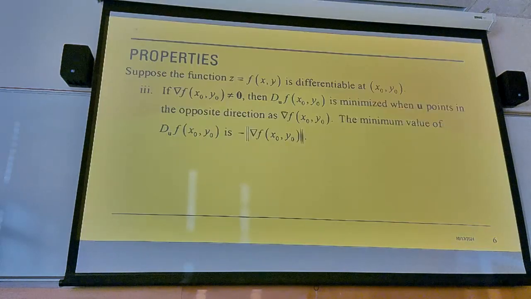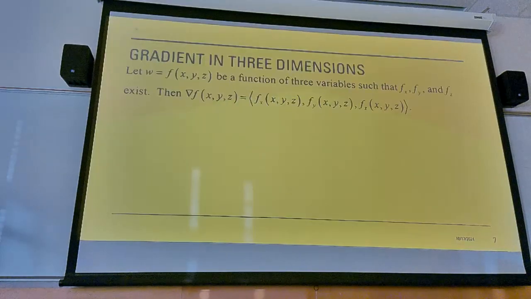Finally, the directional derivative is minimized when u points in the opposite direction of the gradient. So the negative gradient would represent the direction of minimum change. And the value of that minimum change is the negative of the norm. And then 3 dimensions.